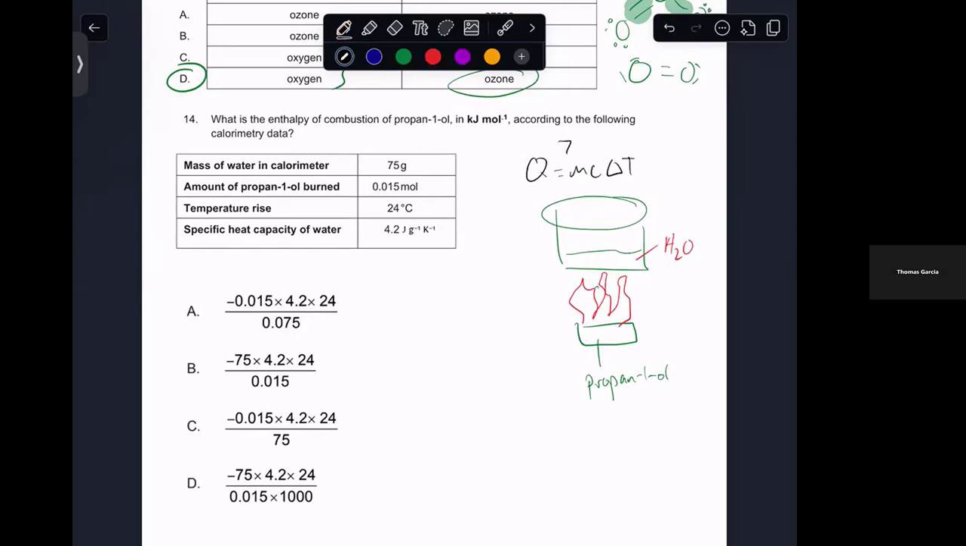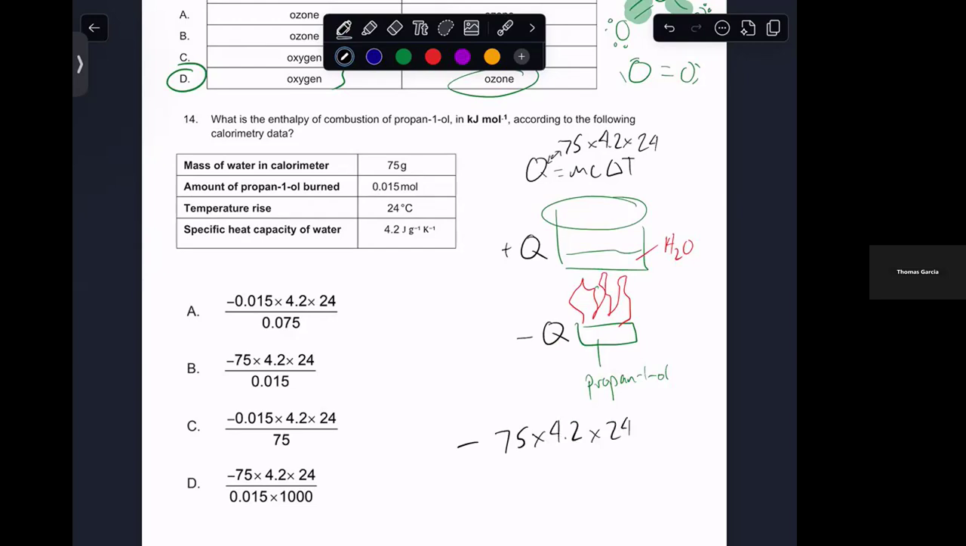So the mass of the water is 75. The specific heat capacity is 4.2. The temperature change is 24 degrees Celsius or 24 Kelvin, doesn't really matter. So that's going to give us our Q. Now that went into water, so it's positive. Therefore, if this has a positive Q, that left propanol, so it's a negative Q. So now we're looking for negative 75 times 4.2 times 24.